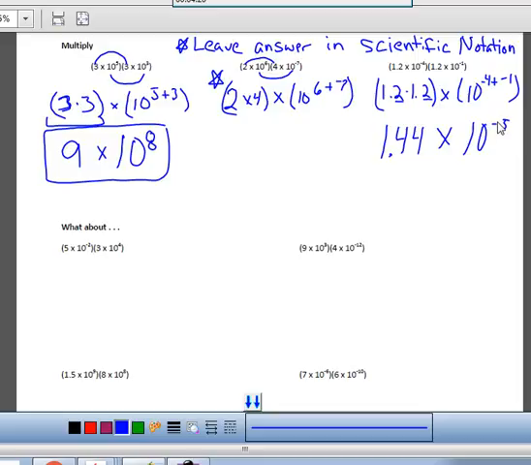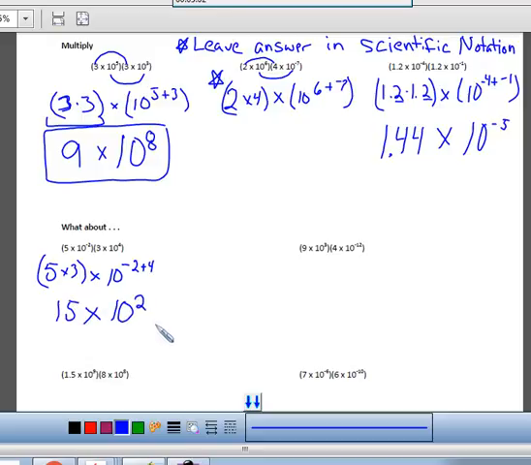Alright, pretty simple stuff. Now, let's take a look at the problems at the bottom. We'll do a couple, and then I'm going to have you try to do a couple on your own. So 5 times 10 to the negative 2, 3 times 10 to the 4th, we get 5 times 3 times 10 to the negative 2 plus 4. So 5 times 3 is 15 times 10 to the second power.